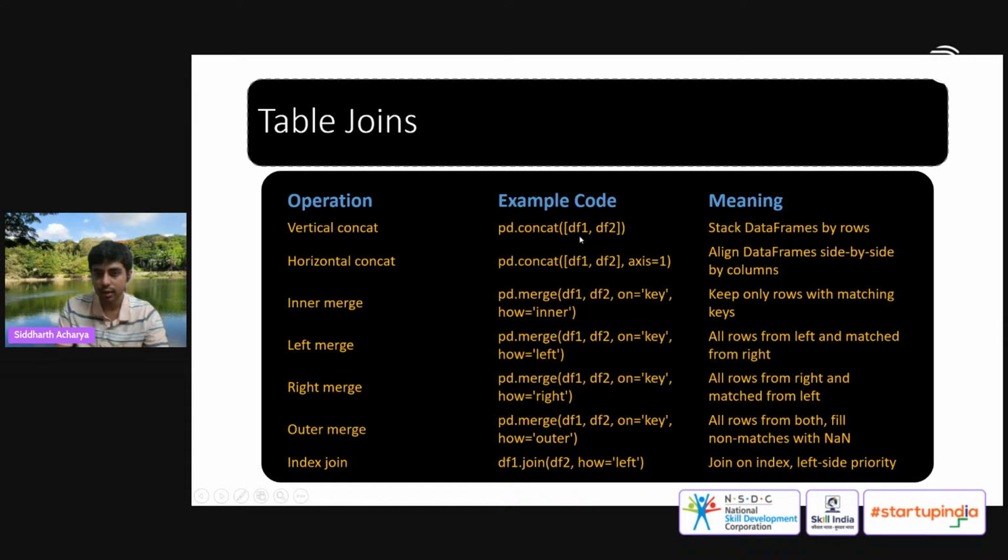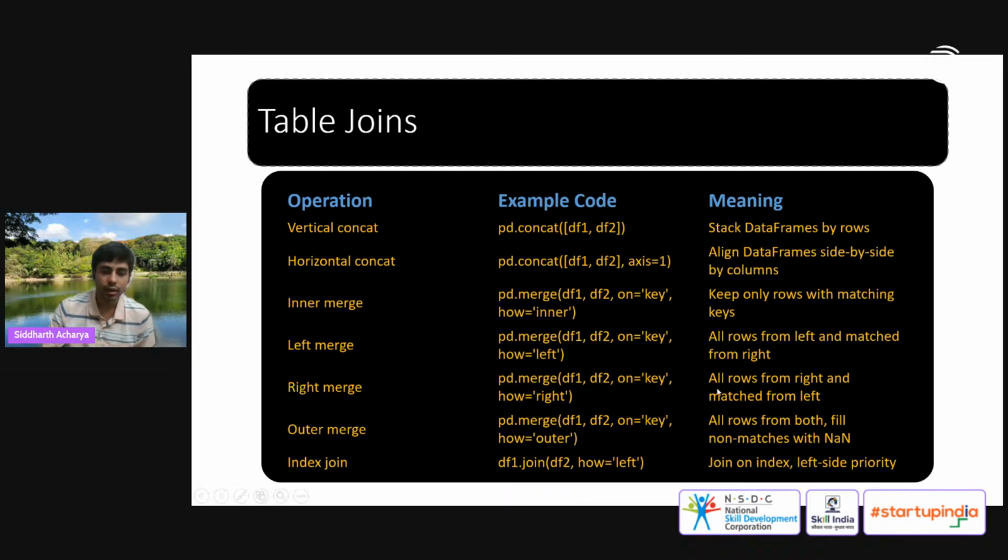So just make a list and put the two data frames there. df1 and df2 are the two data frames. The identifiers for the two data frames should be defined beforehand. So this stacks the two data frames by rows. They have to have the same columns. And again, if it was sliced by columns, if you specify this keyword argument axis equals 1, it will stack it by columns. So it will align the data frames side by side. Again, I'll leave that for you to try.